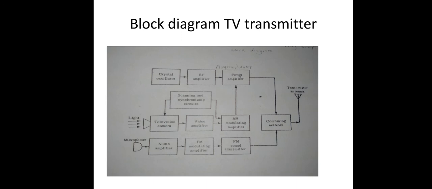Then next is the sound waves. Mic, audio amplifier, FM, then FM sound transmitter. Sound waves incident on the microphone are converted into electrical audio signals. Then this audio signal is amplified and frequency modulated on a high frequency carrier. Then the AM picture and the FM sound signal are radiated by the same transmitting antenna by using the combining networks. This is the working of the TV transmitter.